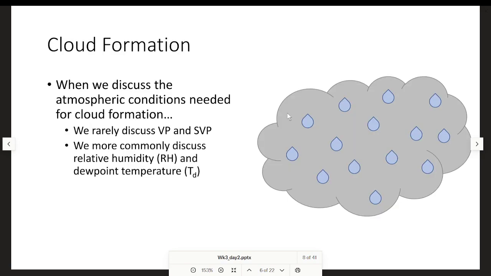When we discuss the atmospheric conditions needed for cloud formation, we rarely discuss vapor pressure and saturation vapor pressure. We more commonly discuss relative humidity and dew point temperature. That's true, because you don't see the weather guy going on TV saying, oh, the vapor pressure is 40, I don't know what units they use. Anyway, you don't hear them talking about that.